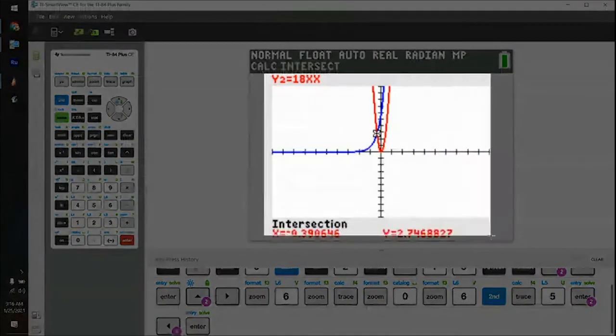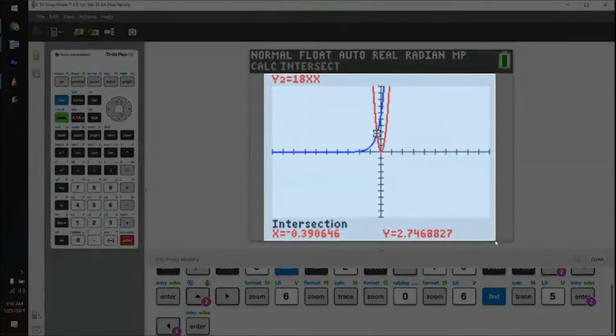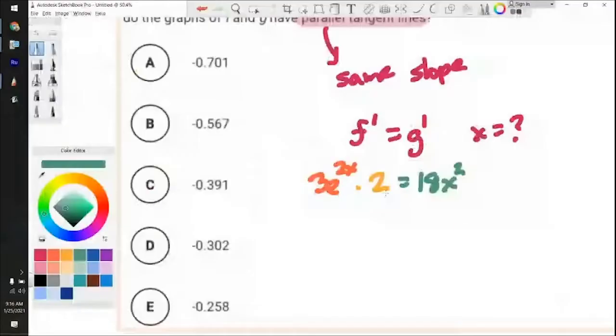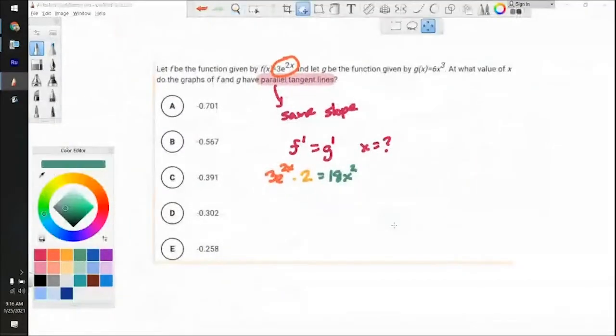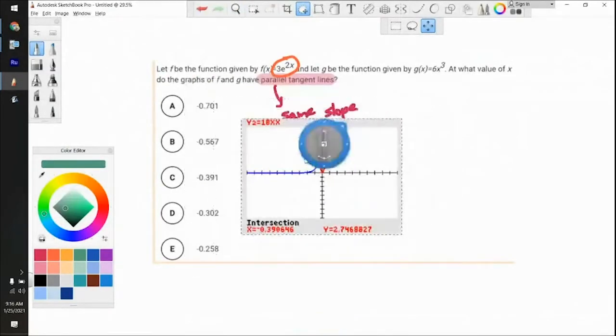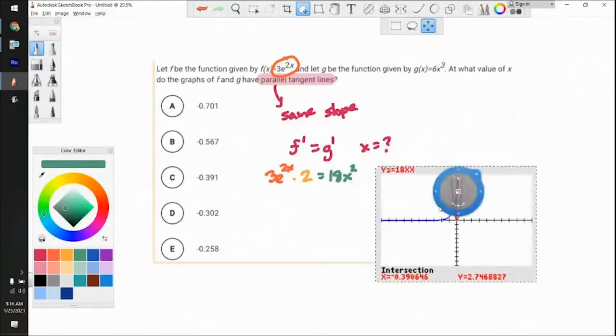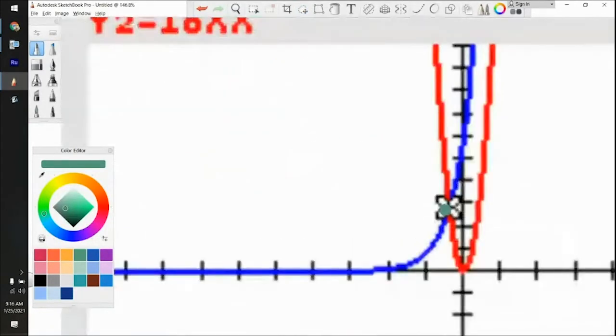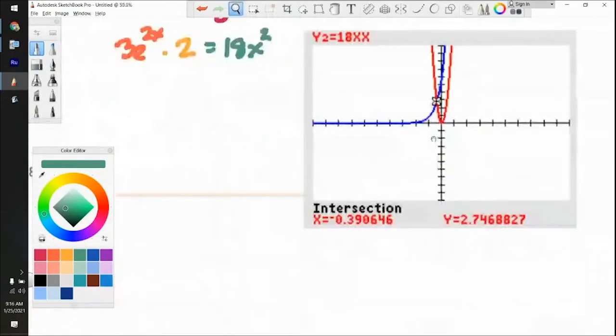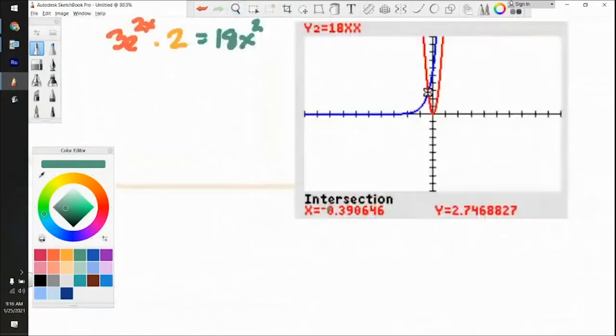So what I'm going to do is screenshot this just so I can write on it. Again, make sure you know how to find intersections on your calculator. You will absolutely need it for this class. Okay, if I zoom in right here, that's where the intersection point is. It says, what's the value of x? The value of x is right there.